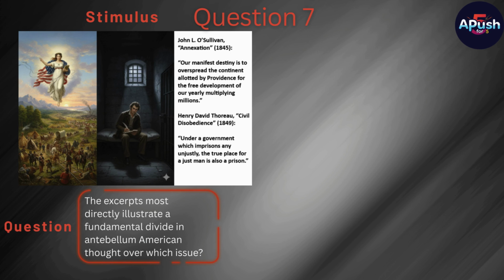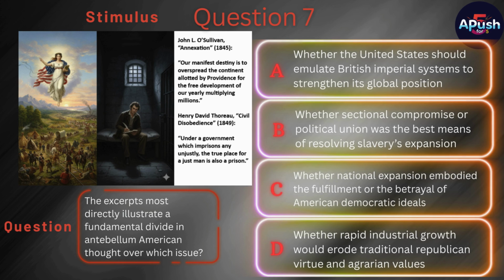Question. The excerpts most directly illustrate a fundamental divide in antebellum American thought over which issue? A. Whether the United States should emulate British imperial systems to strengthen its global position. B. Whether sectional compromise or political union was the best means of resolving slavery's expansion. C. Whether national expansion embodied the fulfillment or the betrayal of American democratic ideals. D. Whether rapid industrial growth would erode traditional Republican virtue and agrarian values.